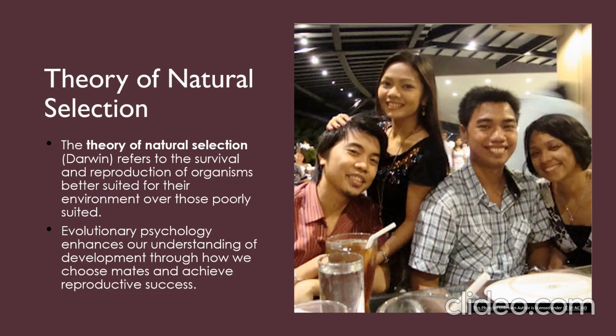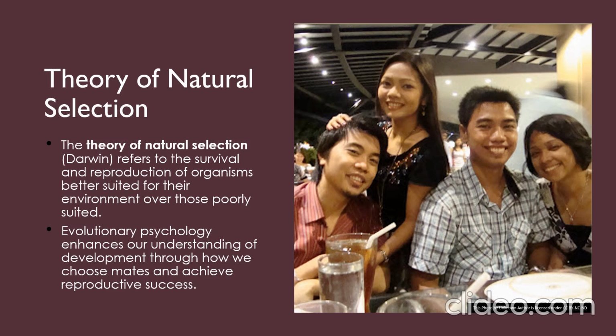So, similar with the theory of mate selection ni Buss, we have the theory of natural selection. This is by Darwin. This refers to the survival and reproduction of organisms better suited for their environment over those poorly suited. Evolutionary psychology enhances our understanding of development through how we choose mates and achieve reproductive success. So with this theory of natural selection, it's very important.